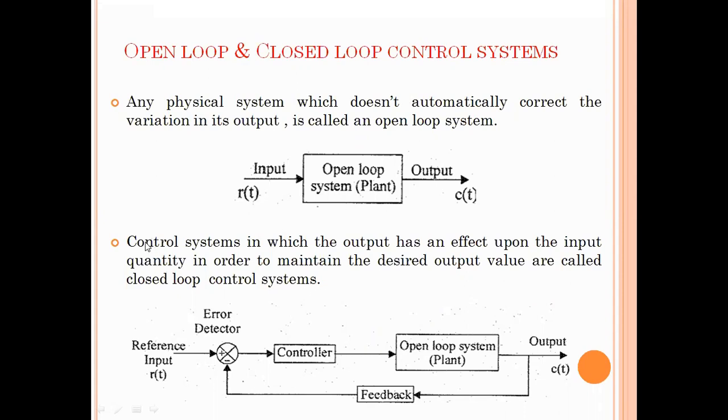Now let's see the closed loop control system. It is a control system in which the output has an effect upon the input quantity in order to maintain the desired output value. That means it is opposite to the open loop. In the open loop, we don't have automatic correction or automatic control on the output. But in the closed loop control system, we have that automatic correction, so we can control the output automatically when any disturbances occur due to external disturbances or external signals.